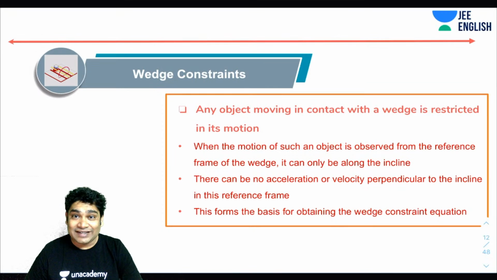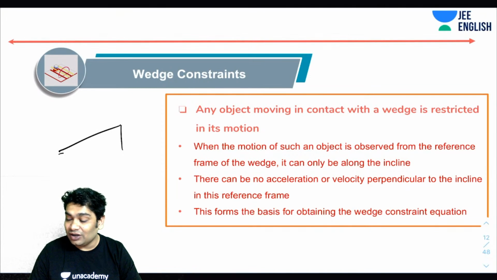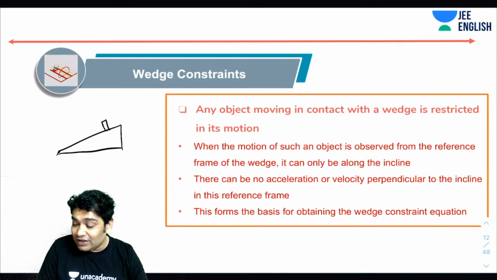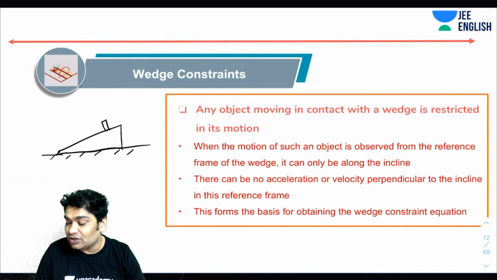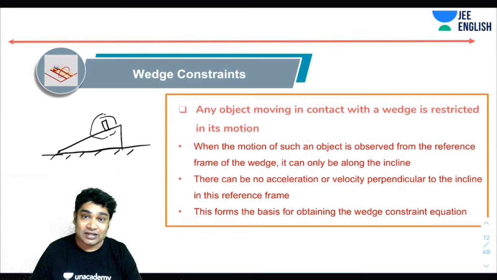So what is a wedge constraint? Any object moving in contact with a wedge is restricted in its motion. Whenever a solid is in contact with a solid, there will be some restriction of motion because of this solid-solid contact. So whenever anything is connected to a wedge and moving, the restriction arising due to this contact in the motion of this object is called the wedge constraint.